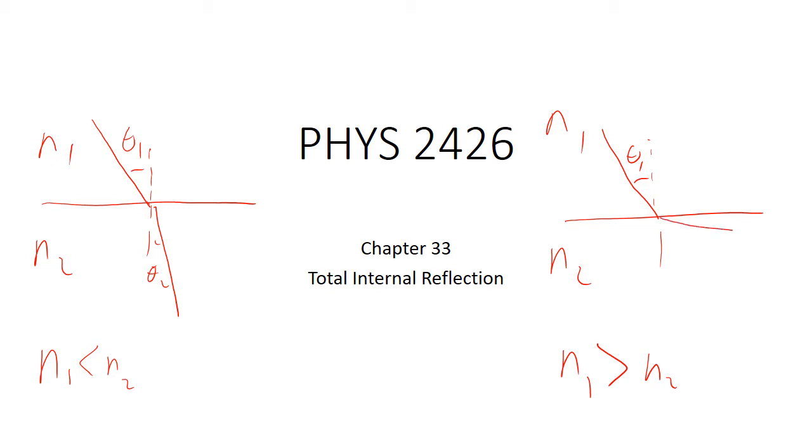But what if we had a situation, N1, N2, in which N1 was greater than N2? Then this would be theta 1, but now theta 2 is going to be a bigger angle. And so you keep looking at this, and as theta 1 gets bigger, theta 2 gets bigger, but then you realize that you run into a problem. At some particular theta 1, theta 2 is going to equal 90 degrees. And so the question, what happens after that?